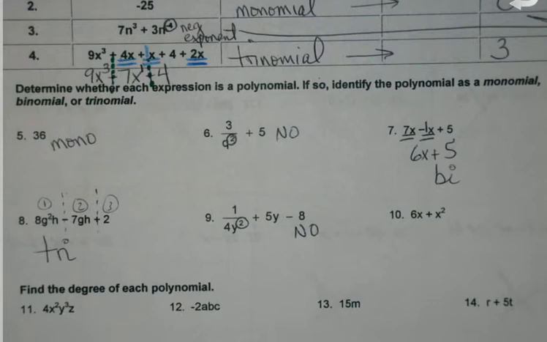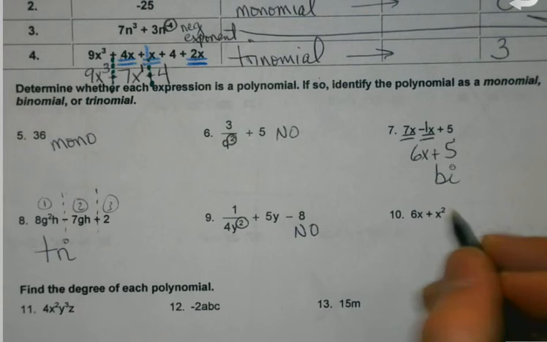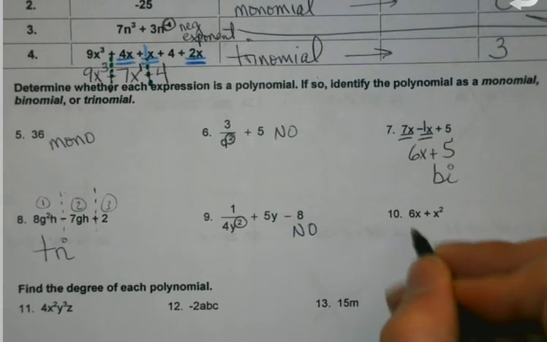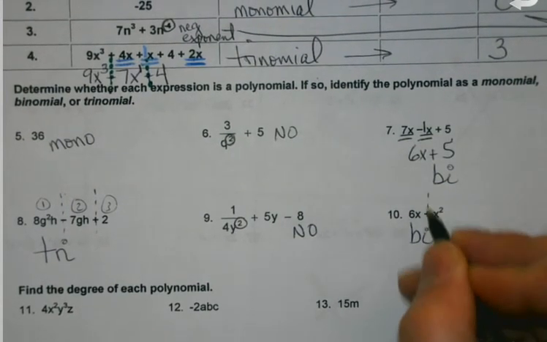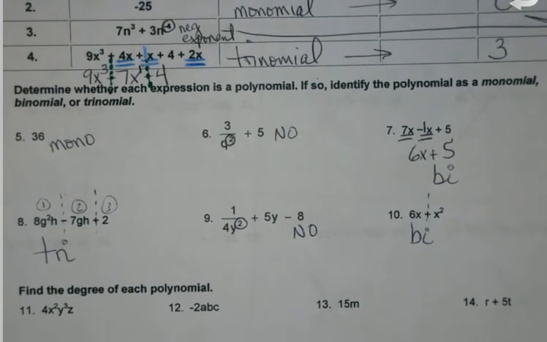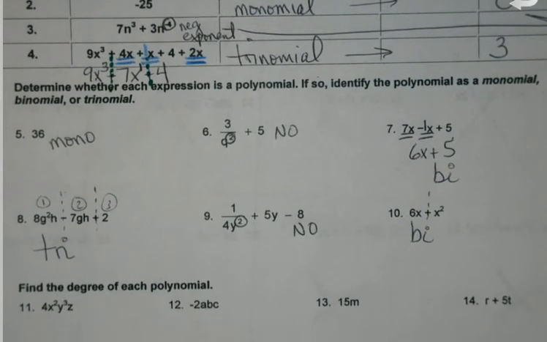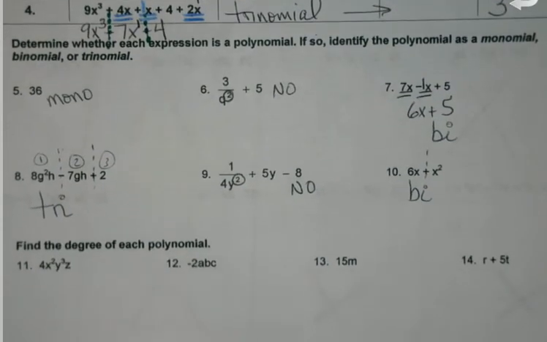We already said 9 was a no-go because we have an exponent in the denominator. And then 10, yeah, I can't put these together because this has x and this has x squared, which means I have 2 terms, so I have a binomial. And that's all there is to labeling these. Combine any like terms, check for those couple of bad things that can happen, and otherwise you're ready to go.